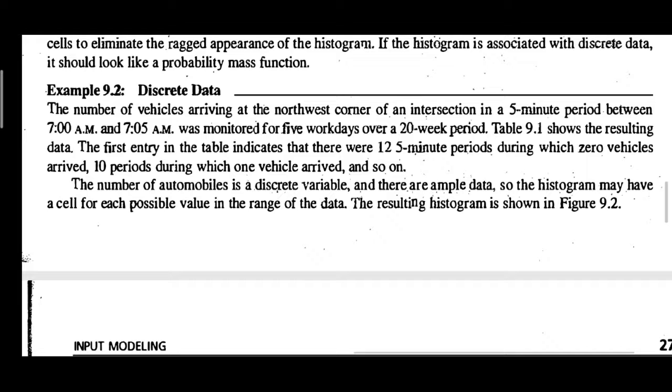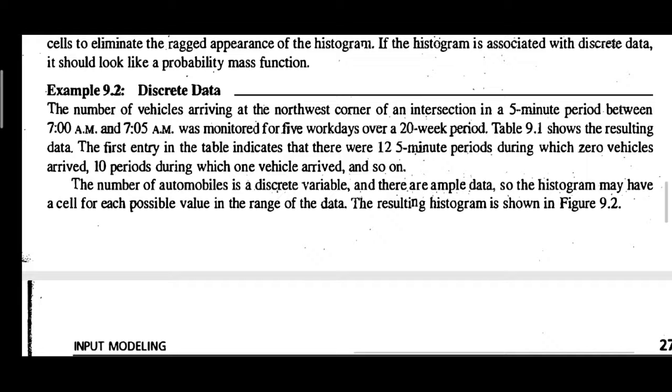It was monitored for 5 work days over a 20-week period. That is 5 days in a week, working days, Monday to Friday. For how many weeks was it observed? 20 weeks. The next table, Table 9.1, shows the resulting data. After observation, the inter-arrival time and frequency of arrival are marked there, and that is what we are going to see.